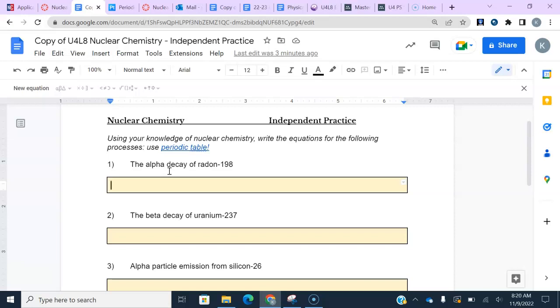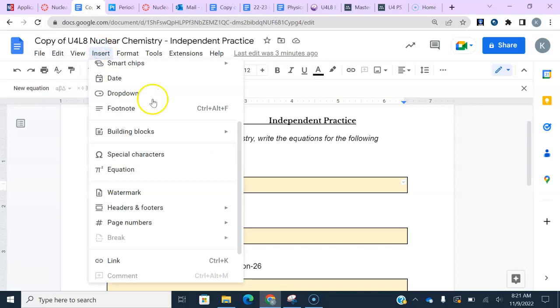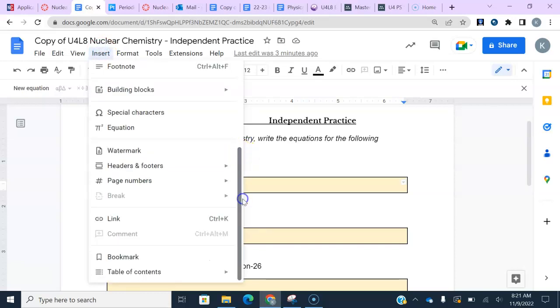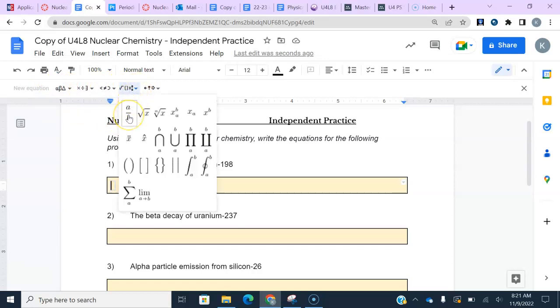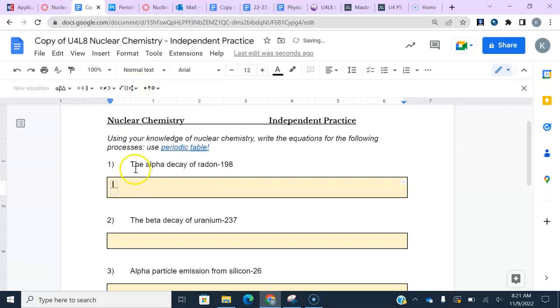Okay, so let's go ahead and start with what we know, which is we have radon-198. So I'm going to put the nuclide symbol in here so that we can see it a little bit easier. So I'm going to go to Insert, and I'm going to go to Equation. And you should see these functions up here. We want a math operation and we want a fraction, okay, because we're going to put our nuclide symbol, which is the fraction. So we have 198 as our atomic mass.